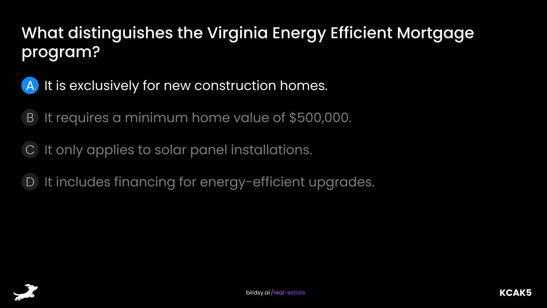Is it A, it is exclusively for new construction homes? B, it requires a minimum home value of $500,000? C, it only applies to solar panel installations? Or D, it includes financing for energy-efficient upgrades? The answer is D, it includes financing for energy-efficient upgrades.